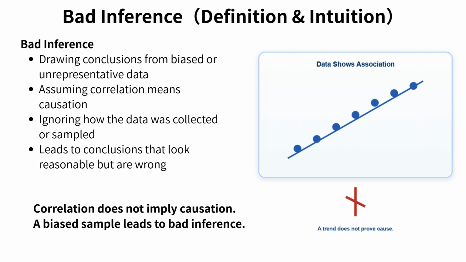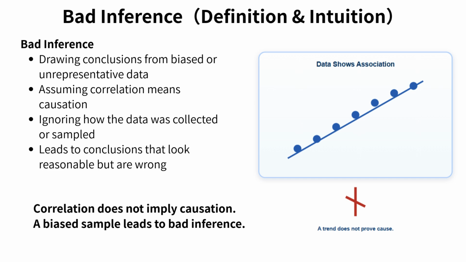The data shows that these two variables move together. However, and this is crucial, notice the red X at the bottom of the slide. As the caption states, a trend does not prove cause. Just because two variables are associated does not mean that one causes the other to change. The relationship you see might be due to a third variable affecting both, or it could be coincidental. This is one of the most important principles in statistics, often stated as, correlation does not imply causation.